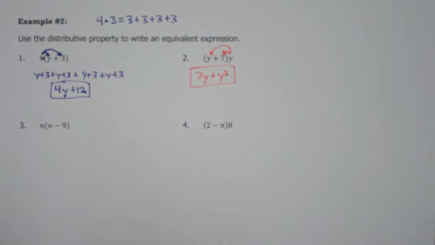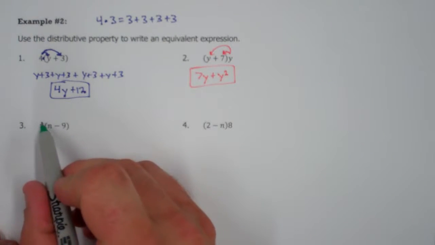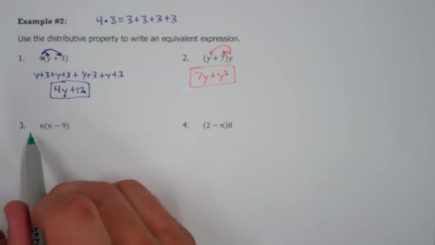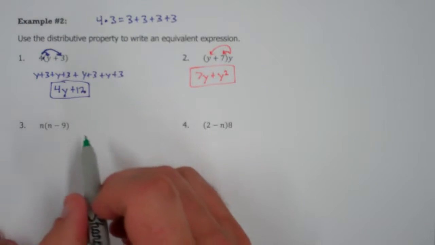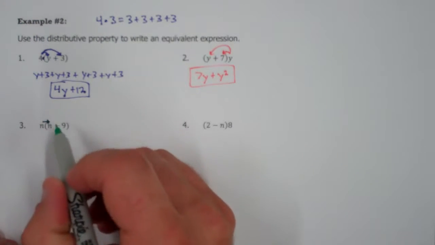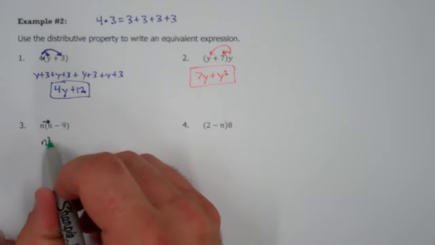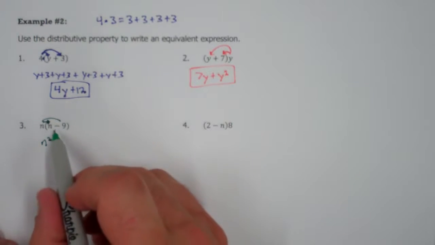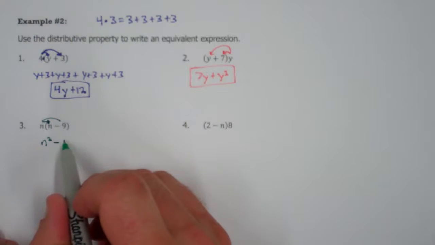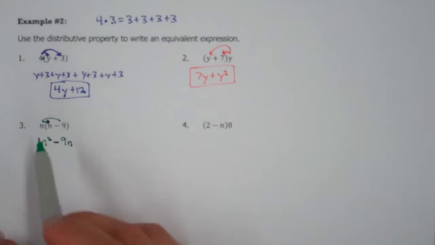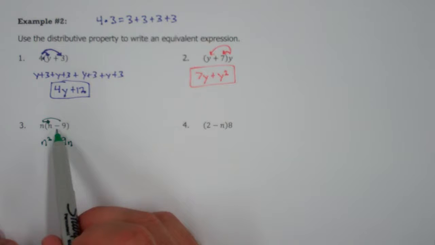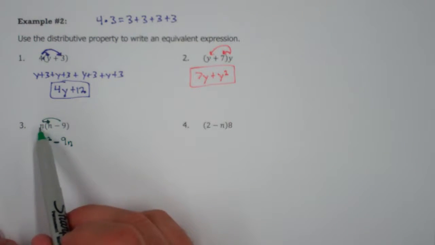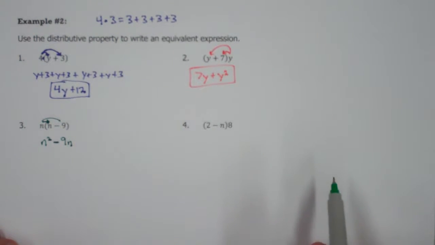In the third one, we've got n times n minus 9. So we know here that the structure of this tells us we need to use the distributive property. Be very careful when you have a term, a variable, a number on the outside of a set of parentheses and more than one term on the inside. So we've got n times n, that's n squared, and then n times negative 9, that's negative 9n. Be very careful also with your signs here. This is a positive n, and a positive times a negative is totally a negative.